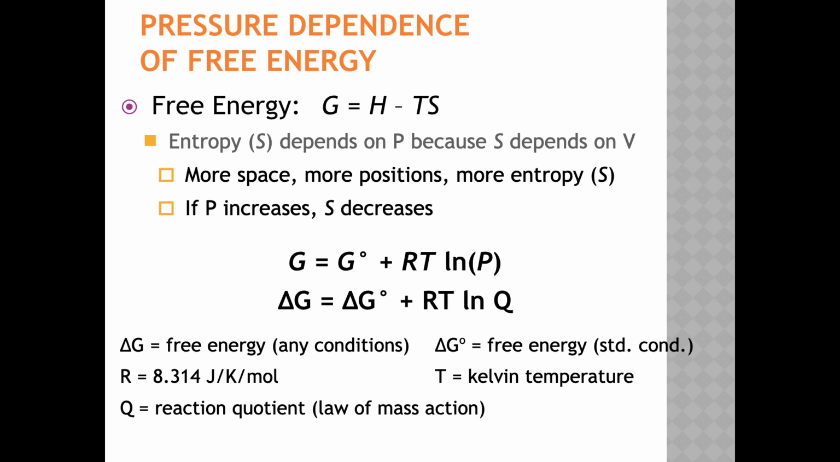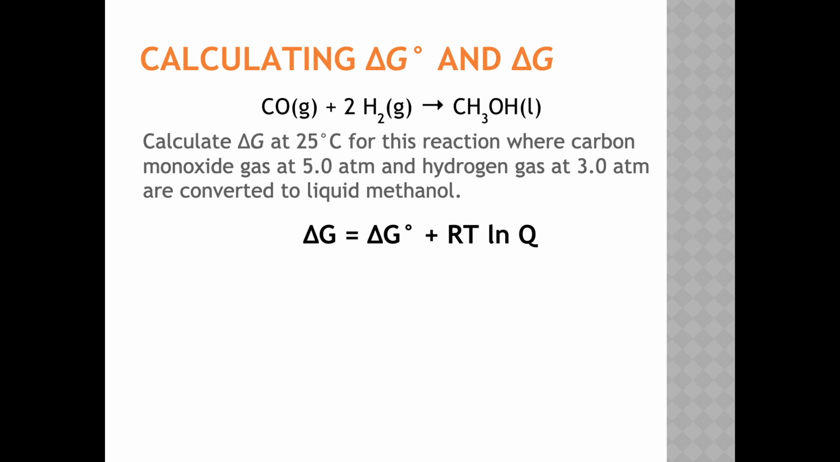Remember that Q is the reaction quotient, so the law of mass action applied to a system that may or may not be at equilibrium. And remember that T is the Kelvin temperature. For R, the universal gas constant, we'll need to use 8.314 joules per Kelvin per mole, so that we'll end up with energy units. So let's practice using this equation with a sample problem.